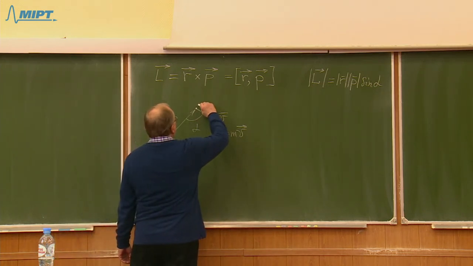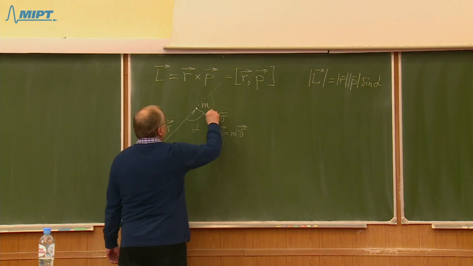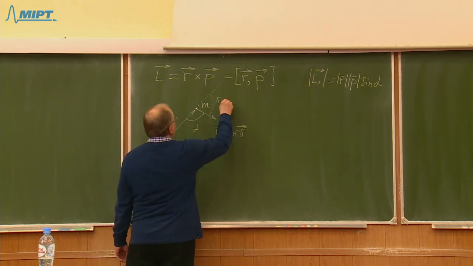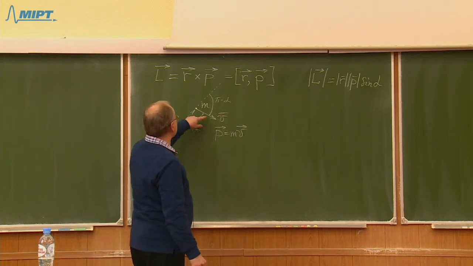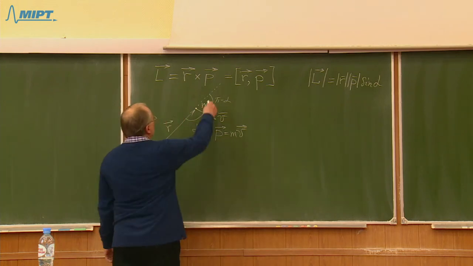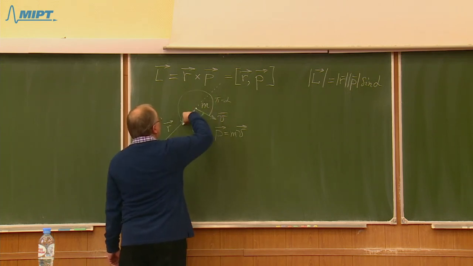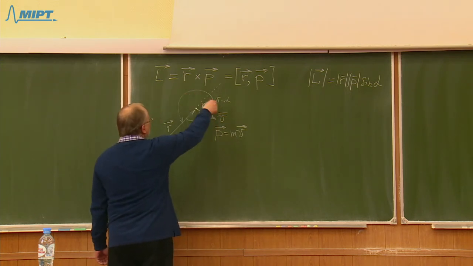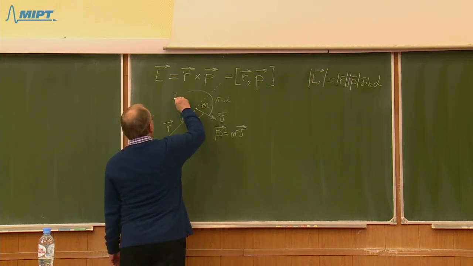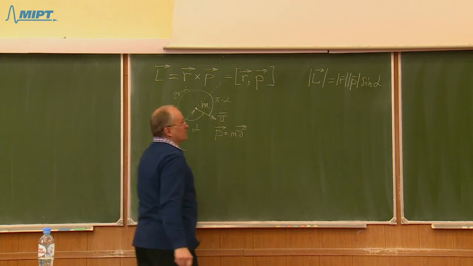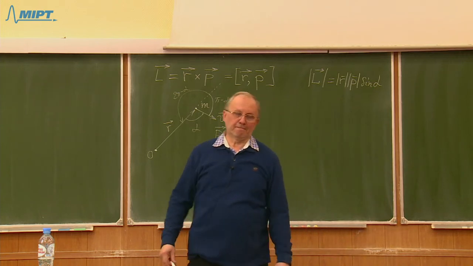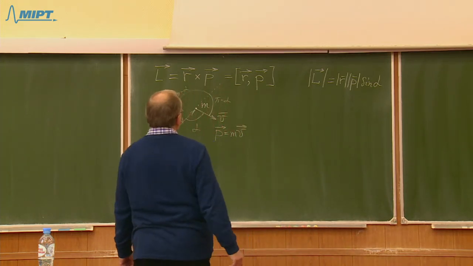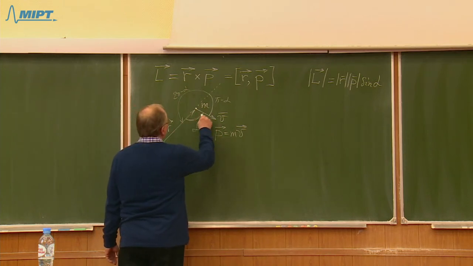You can take any vector, any angle. You can take this angle also, which is pi minus alpha. It doesn't matter. It will not change the result, whichever vector, whichever angle you take. Or you may take even this angle from here to here, which will be equal to 2 pi minus alpha. The result will be the same. Whatever angle you choose, sine alpha will be the same. So you choose whatever angle is convenient. For example, this one.